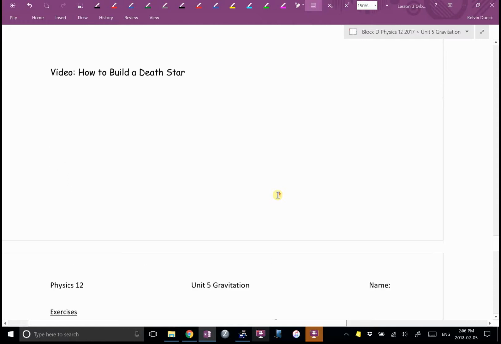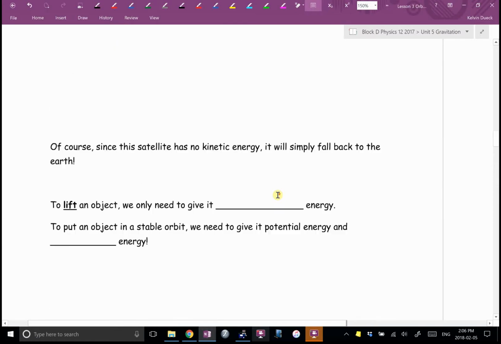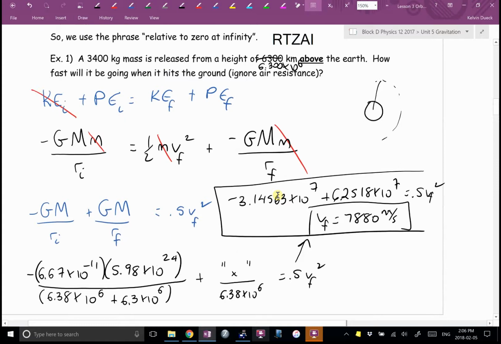Alrighty. I don't know how much we're going to get through here. We'll see. By the way, I like example 1. What else could I ask you in example 1? Instead of saying how fast will it hit the ground, I could tell you how fast it hit the ground and ask you what was the initial radius. You get the RI by itself, but I would do that last.